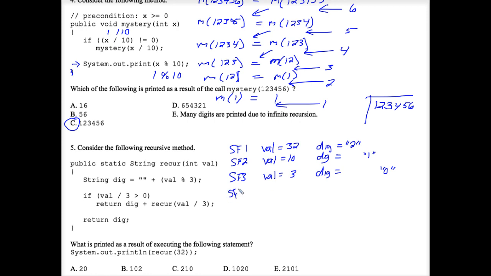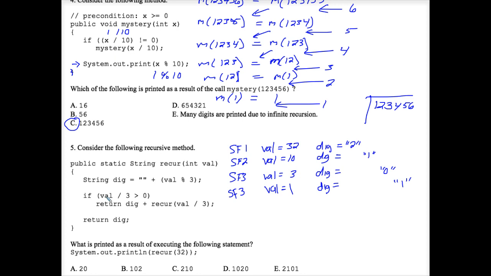In stack frame 4, 3 divided by 3 is 1. Therefore, the parameter val in stack frame 4 is 1. It gets passed into this all over again, so it's 1. Now, what is 1 mod 3? Based on logic explained earlier when we had a little number modded by a big number, 1 mod 3 is 1. The remainder of 1 divided by 3 is 1. So dig in this stack frame number 4 is equal to the string 1.